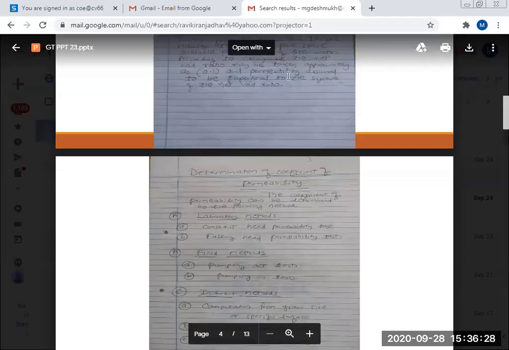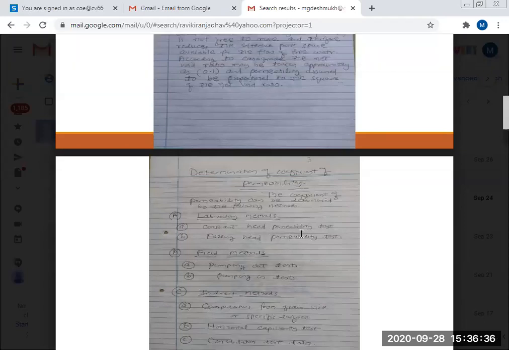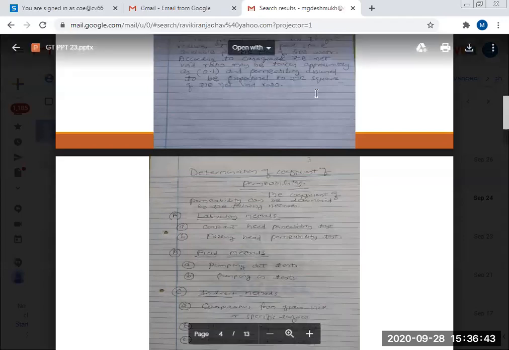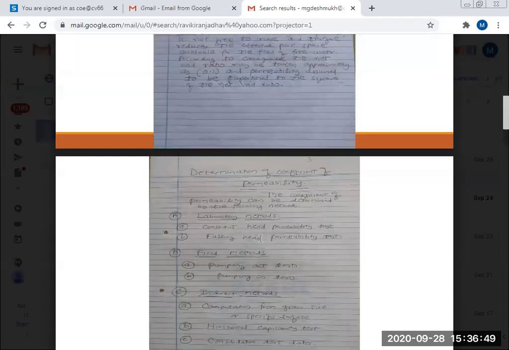How to determine the coefficient of permeability. There are different methods in the laboratory. There are two methods. One is the constant head permeability test. Second is the falling head permeability test. These two we are going to discuss today, and I will do a general discussion. How to take the readings and do the calculations, I will show you in the next class. The general discussion and its concepts I will show you.